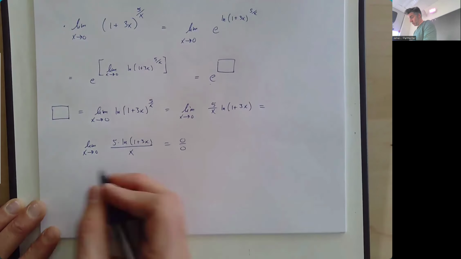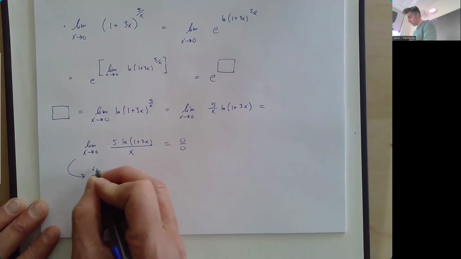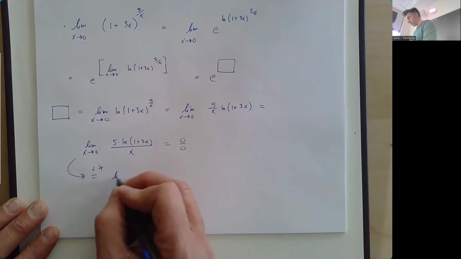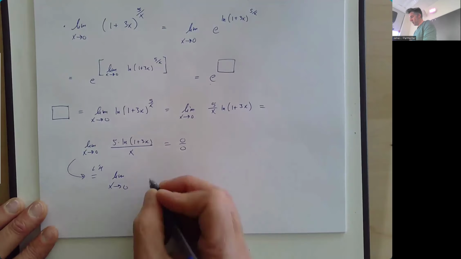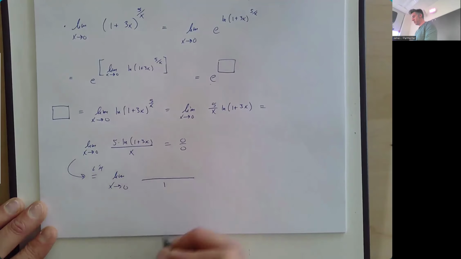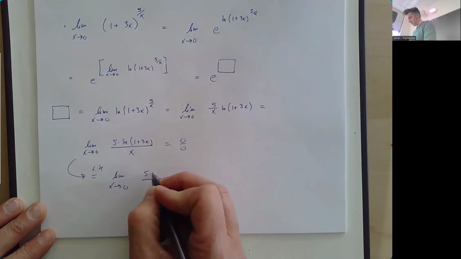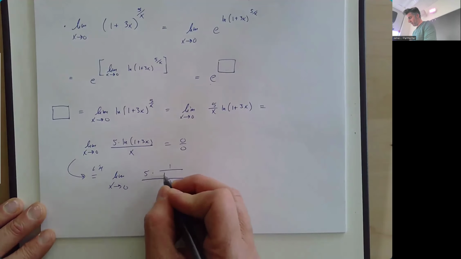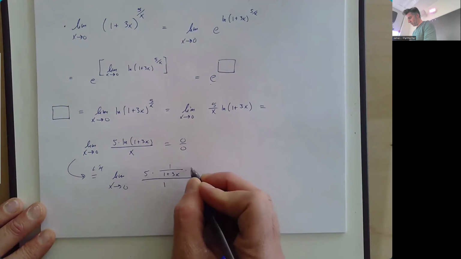Well, using L'Hopital's rule here, we're going to get the limit as x goes to 0 of the derivative of the top. Well, the derivative of the bottom is 1. The derivative of the top is 5 times 1 over your stuff times the derivative of your stuff.